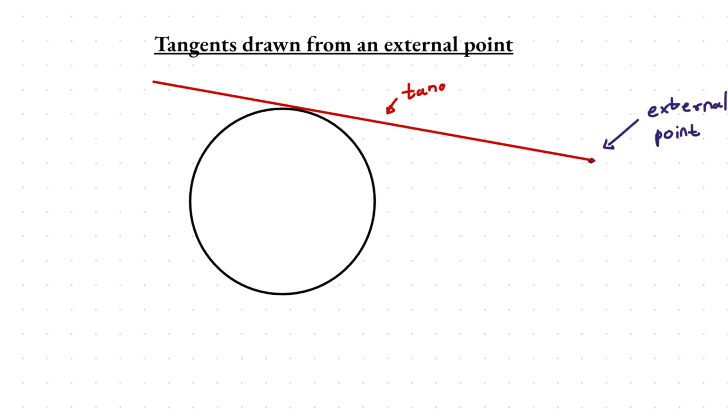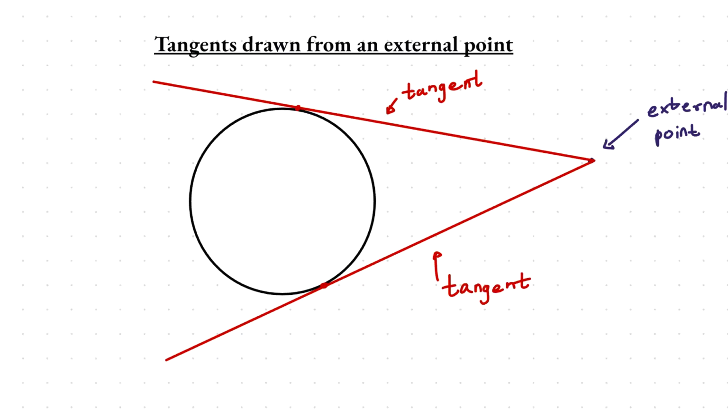A tangent is a line that touches the circle only at one point. Then I can draw another tangent on the other side. See? It touches the circle only at one point. So this is another tangent. When there is an external point, you can always draw two tangents to a circle.